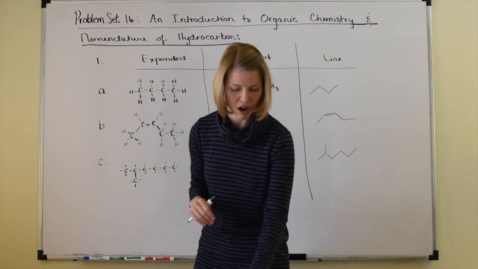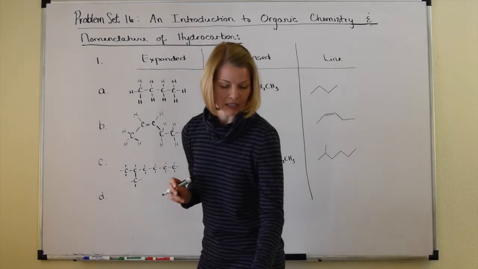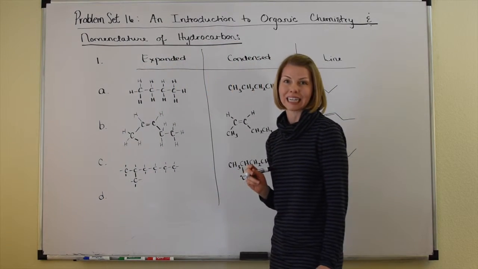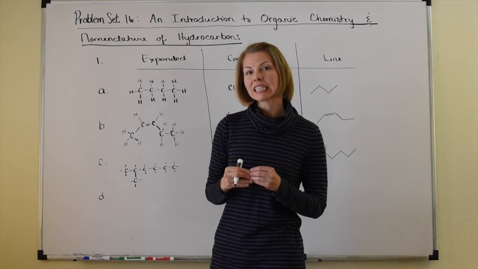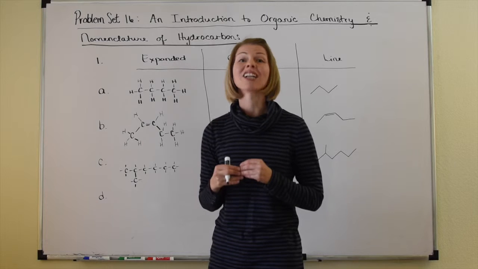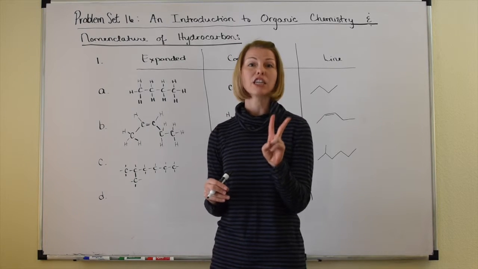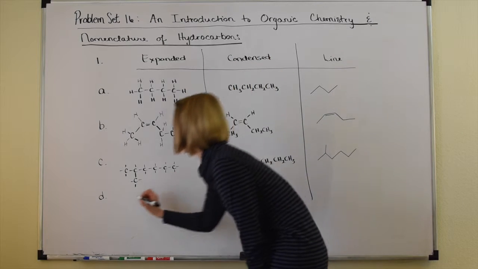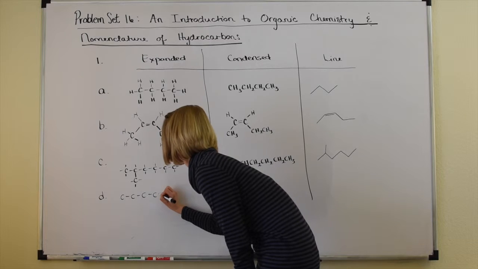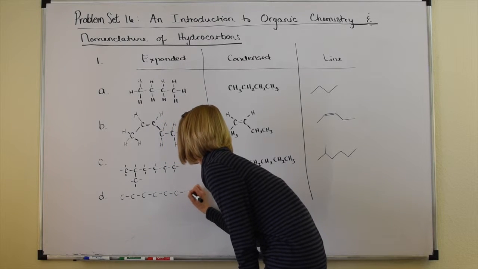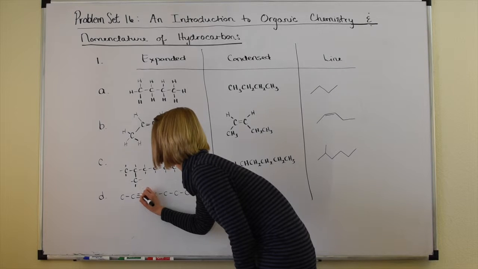All right, we are on D. D is 2-heptyne. Hept is 7. The Y-N-E ending tells you you're talking about an alkyne. Where's the triple bond? At the 2 position. The number tells you. So 7 carbons. 1, 2, 3, 4, 5, 6, 7. Triple bond between the second and third.